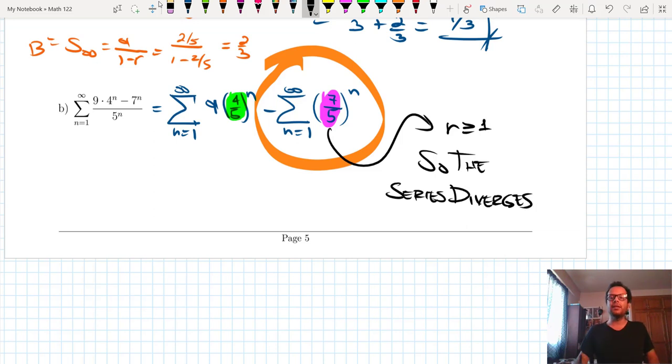All right, and this is the end of this section. In the next section, we are going to look at other tests that we use to determine whether series converge or diverge without finding their sums, like the ones we did in this section. We're going to look at the test for divergence, the integral test, the p-series, and the comparison test.